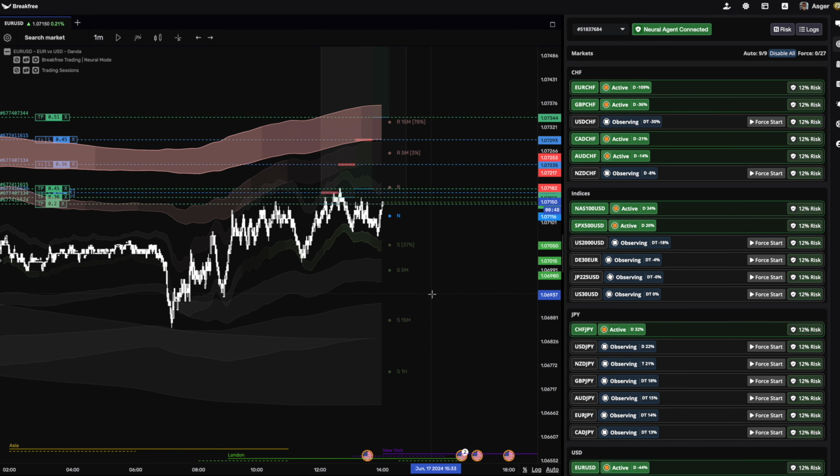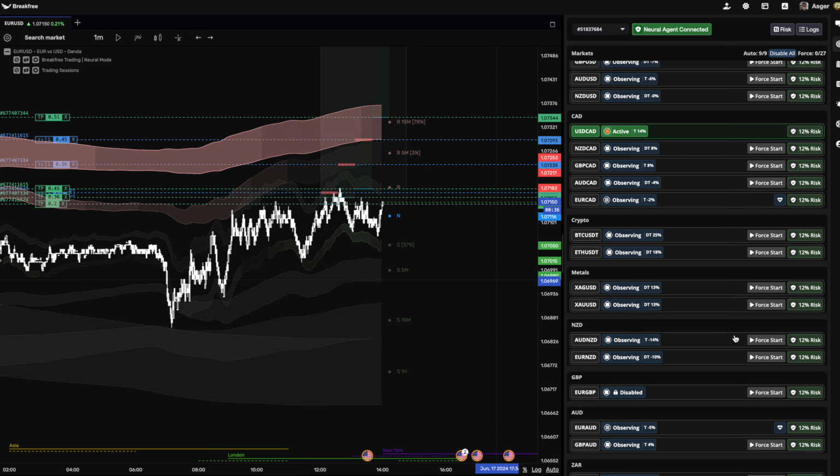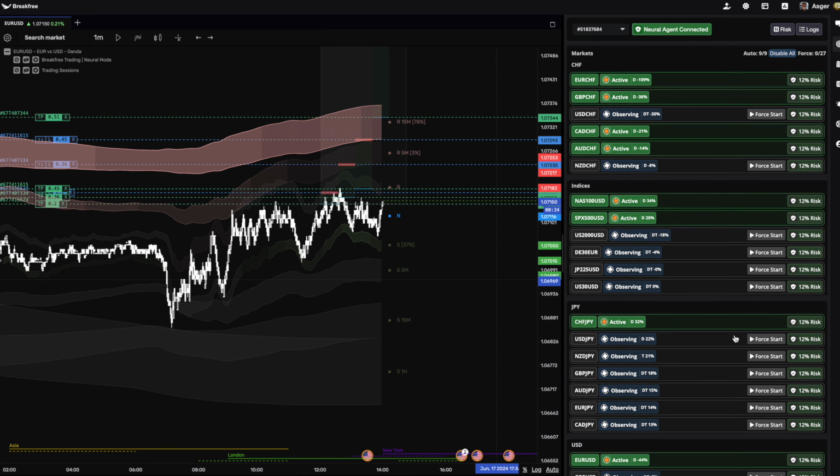Now, 1 year later, here today, 17 June, we have Neo Agent 3.19, a fully automated trading bot. You don't have to click anything. It does everything by itself. It runs across 50 markets at the same time.